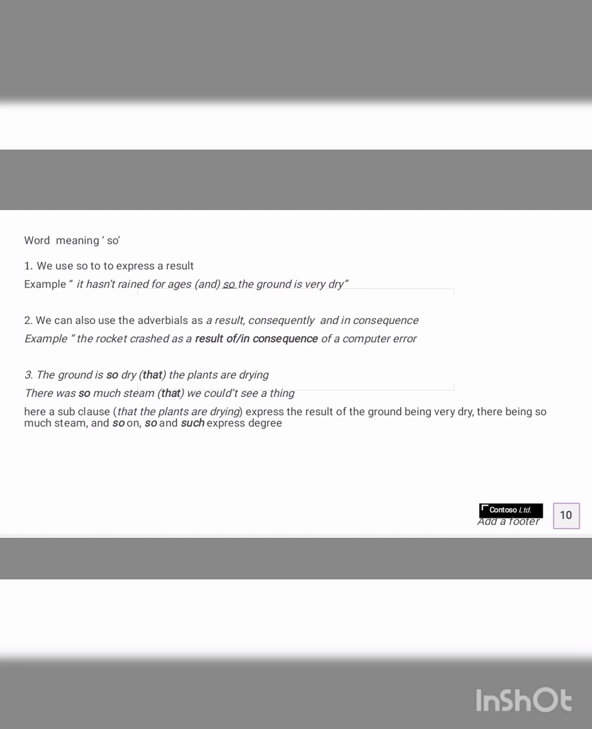The last, words meaning so. Number 1. We use so to express a result. Example, it has rained for days and so the ground is very dry. Number 2. We can also use the adverbs as a result, consequently, and in consequence. Example, the rocket crashed as a result of or in consequence of a computer error.